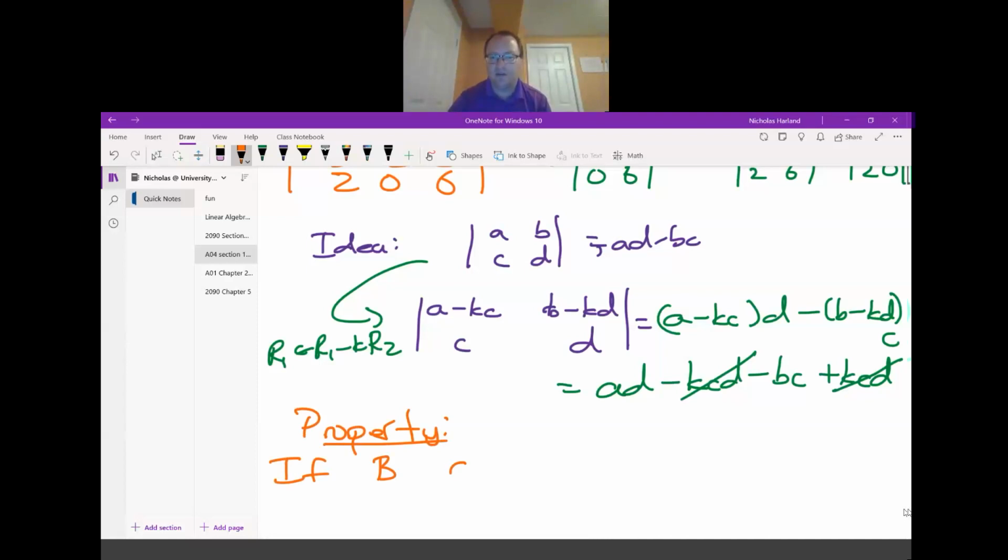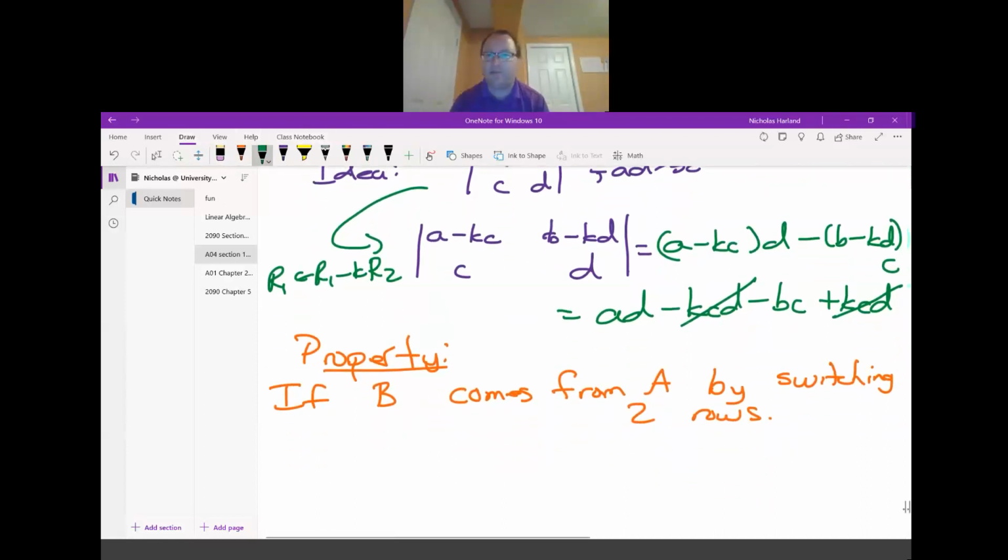So, again, in terms of big reveal, if B comes from A by switching two rows, what happens to the determinant? This was our first example. What happened to the determinants when we swapped two rows? It turned AD minus BC into its negative. The determinant of B became negative the determinant of A. That was our example that turned negative 60 into 60. That was the switching two rows.